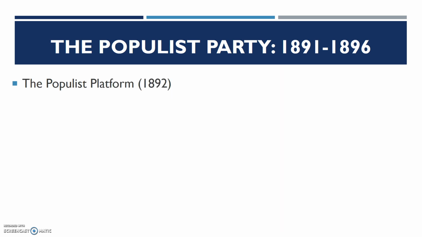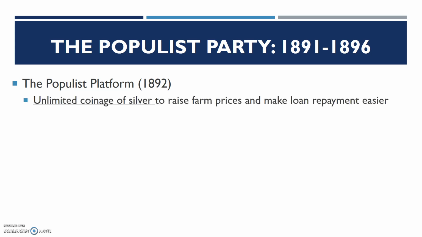So this is the platform of the Populist Party that was presented to the American people in 1892. 1. They wanted the unlimited coinage of silver. They wanted to be able to pay their debts with silver. This would raise farm prices and make loan repayment easier for farmers because there was more silver than gold, as was the standard at the time.